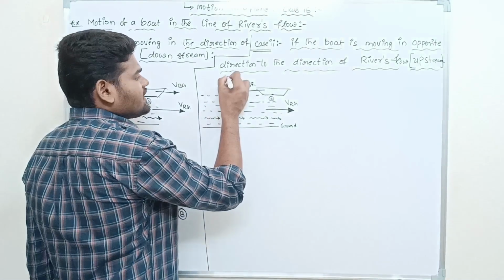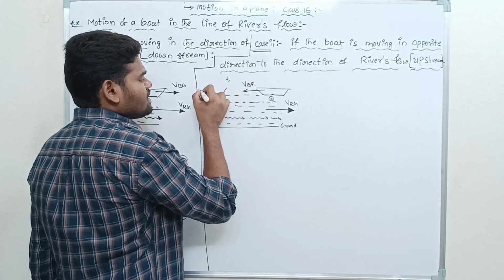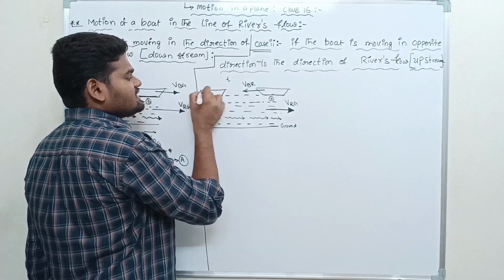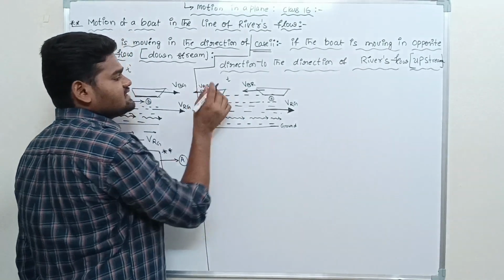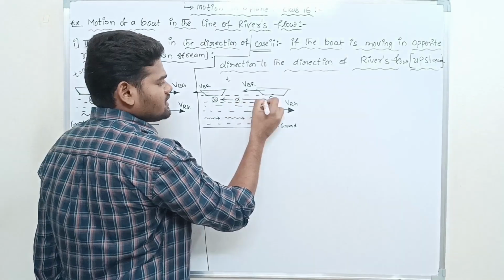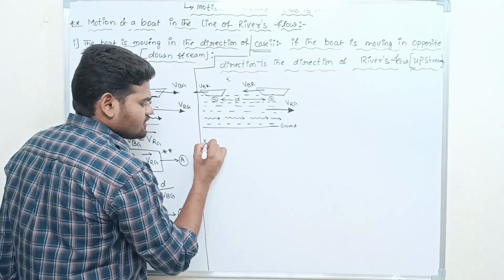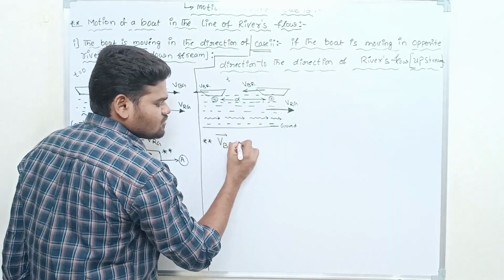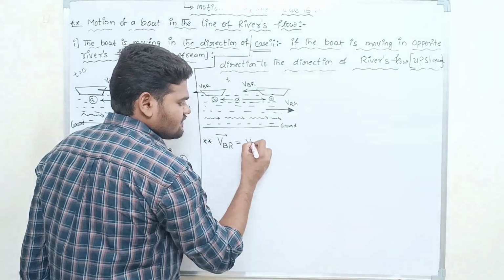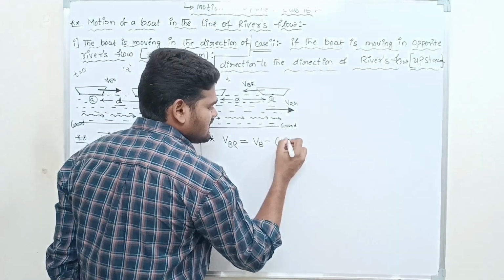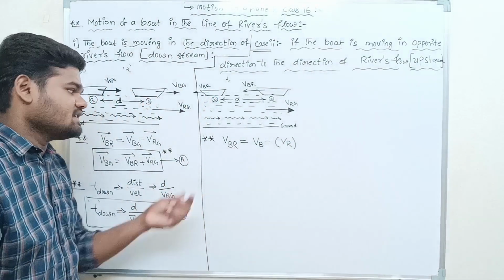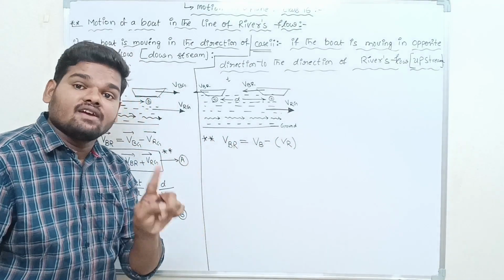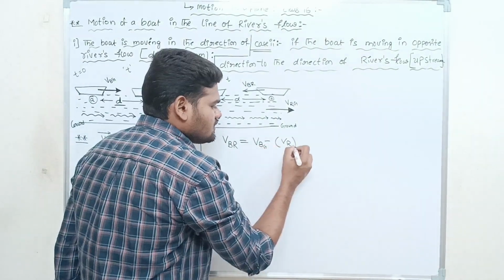That's it. So after some time t, this is the new position of the boat. Let us say this is d. Now the velocity of boat with respect to river is in this direction and the distance covered by the boat, let us say d. Now what do we have to find? Velocity of boat with respect to river. So that is velocity of boat minus velocity of river. In a simple case, velocity of boat with respect to river is equal to velocity of boat minus velocity of river, with respect to ground.